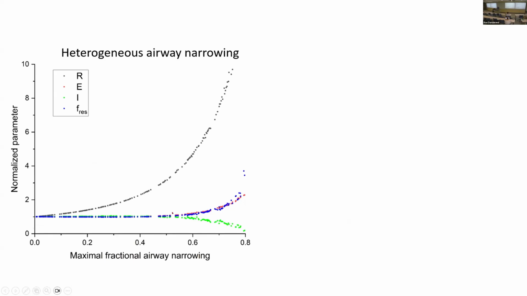What you see here is that the action's basically all in the resistance. So if you see a change in resistance like that, it's compatible with the idea that you're getting airway narrowing, and airway narrowing is always heterogeneous.